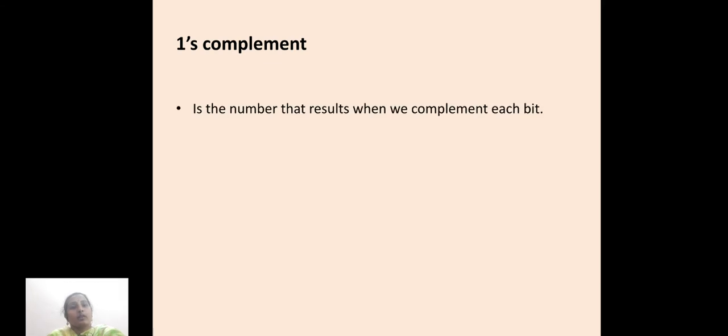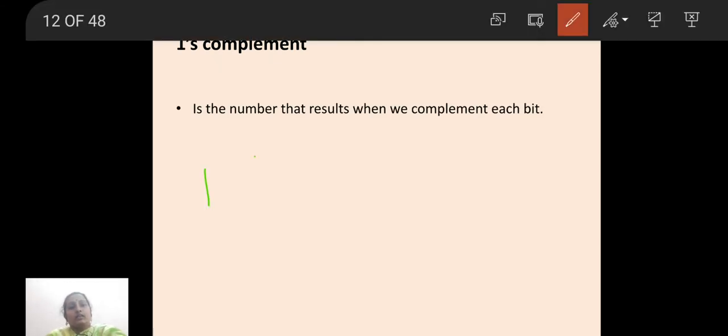What is meant by ones complement and what is meant by twos complement of a binary number? While coming to the ones complement, first see here. For example, one binary number is there. See here, 1 0 0 1. This is one binary number. So what is meant by ones complement means change all the ones into zeros and all zeros into ones. So that is called ones complement.